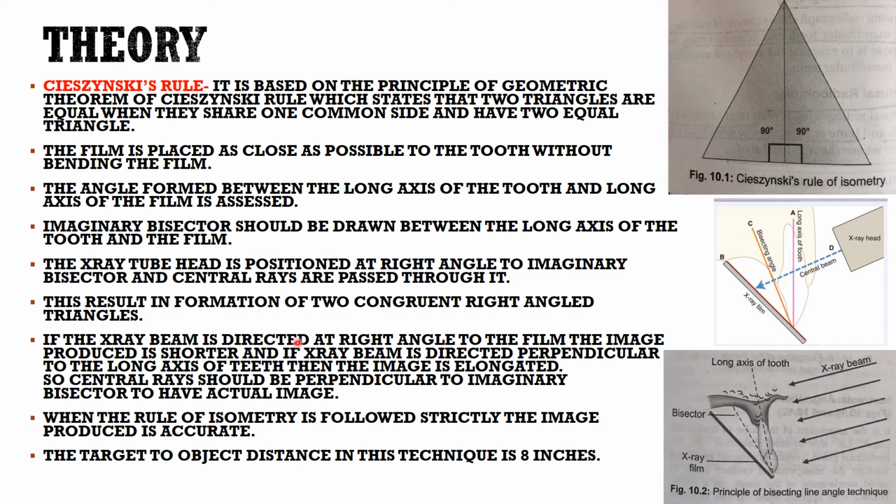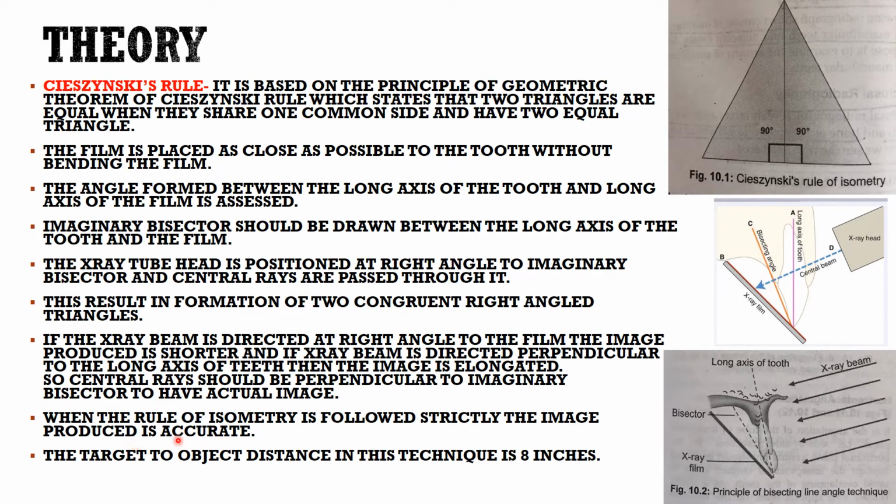Now if the X-ray beam is directed at a right angle to the film, the image produced is shorter. So if your X-ray tube head is positioned perpendicular to the long axis of the film, the image which is produced is shorter. And if the X-ray beam is perpendicular to the long axis of the tooth, then the image which is produced is longer. It is elongated. So the central rays should be perpendicular to this imaginary bisector, and not to the long axis of the tooth or the long axis of the film.